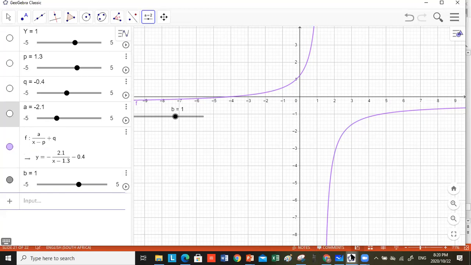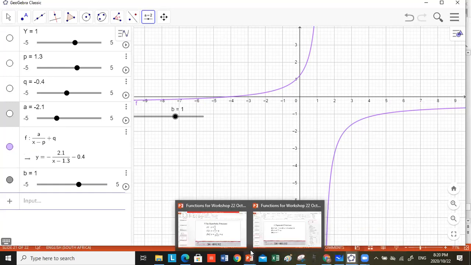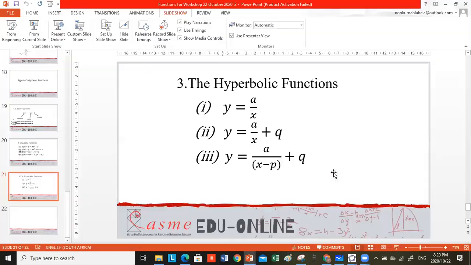So these are also the basic things that we need to teach to our learners, so that they don't get tempted to memorize, but they've seen things happening in front of them. Okay, let's do the last one now, the exponential function.